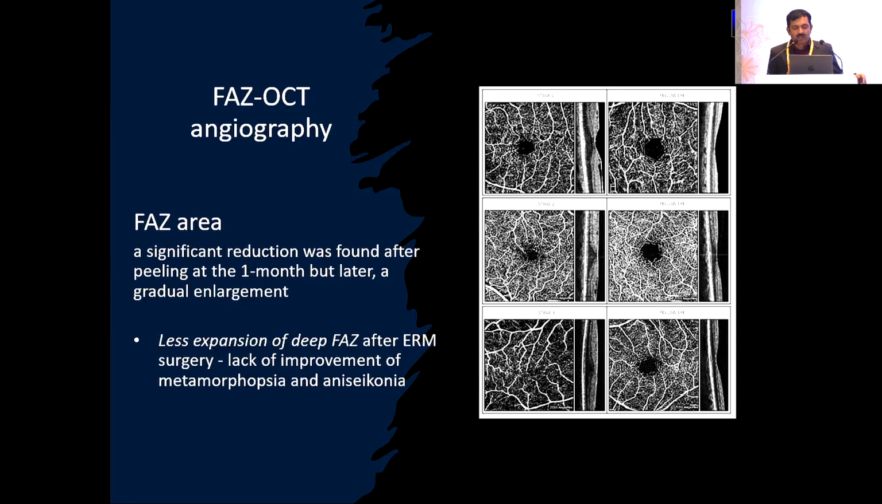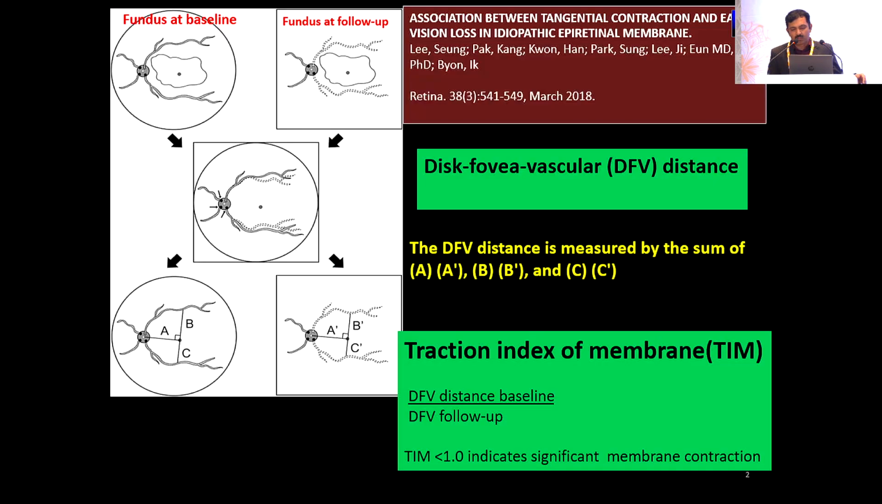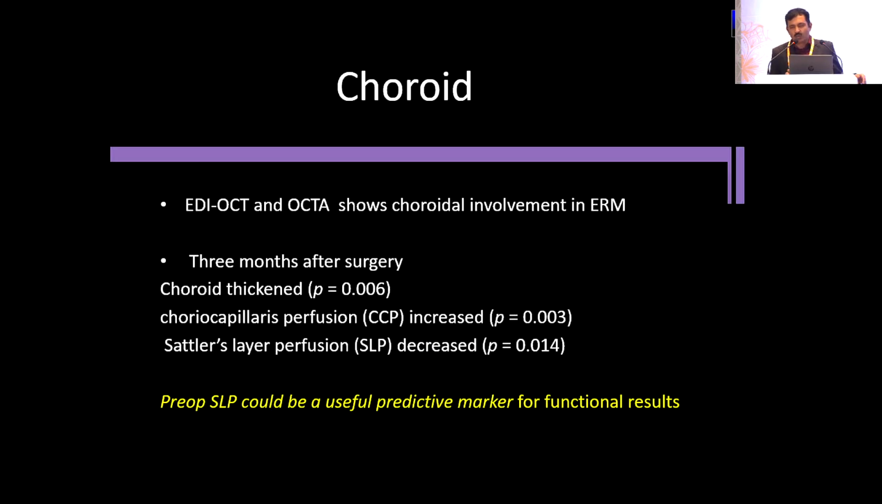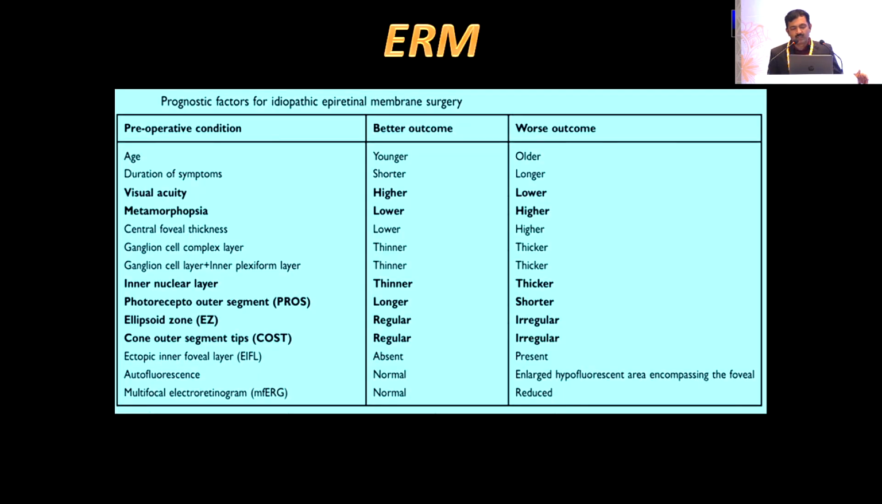sensitivity. FAZ area, if you see a less expansion of the deep FAZ post ERM removal, probably the visual recovery as well as the metamorphopsia score may not be great. The choroid, not much of relevance in ERM, but studies have shown pre-op perfusion will have some good prognostic factors and the poor prognostic factors.